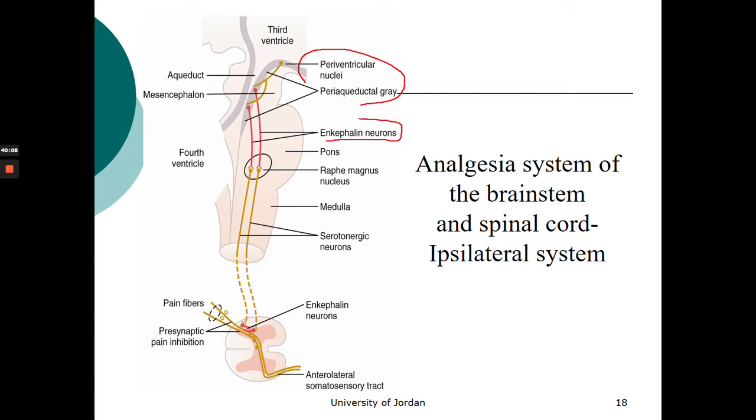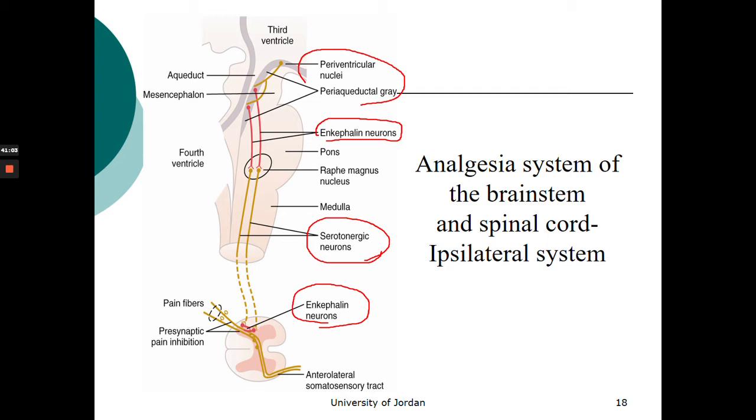They synapse with the neurons from the raphe magnus nucleus or gigantocellularis nucleus. And then the other order neurons descend down to the spinal cord and secrete serotonin. It's called a serotonergic neuron. And this synapses through interneurons in the spinal cord that release enkephalin. These enkephalin neurons synapse presynaptically to the fibers that transmit pain. Through presynaptic inhibition, they decrease the release of the neuropeptide used as a neurotransmitter for pain, which is substance P.